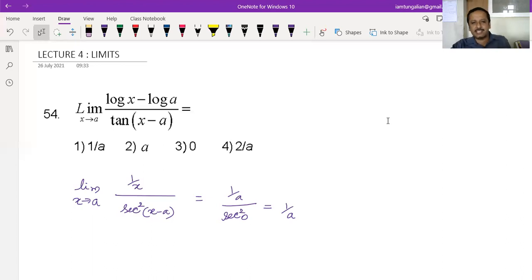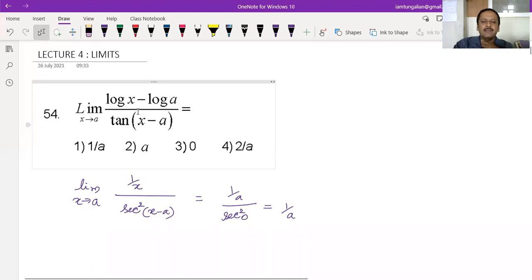54th question: limit x tends to a of log x minus log a divided by tan x minus a. If I directly apply the limit, we are going to get log a minus log a, which is 0, divided by tan a minus a, where you get tan 0, that is 0. 0 by 0 is an indeterminate form, so I am using L'Hospital's rule. The derivative of log x is 1 by x, minus the derivative of log a.